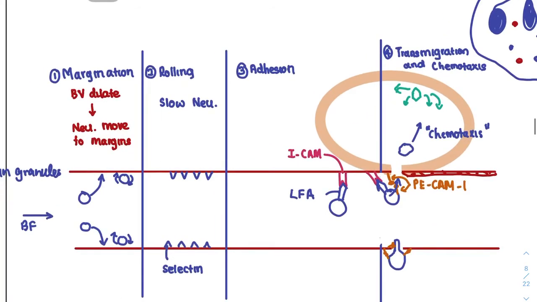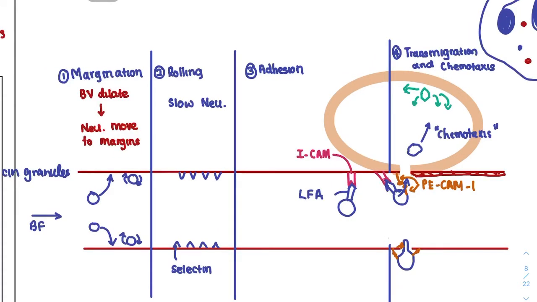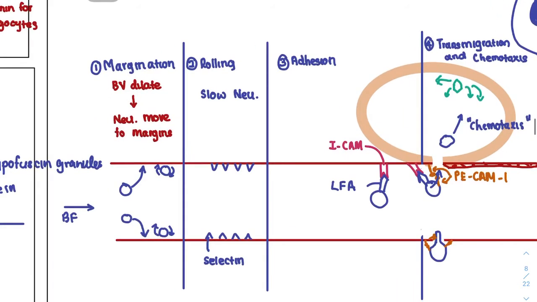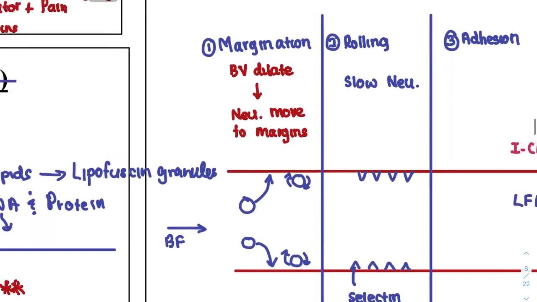First, what happens is, the area in front of the inflammation, where the infection or where foreign bodies or trauma is going to, the area in front of that, the blood vessels are going to dilate. So when the blood vessels dilate, the neutrophils are kind of pushed more towards the margin, and when they touch the margins, they start to roll.